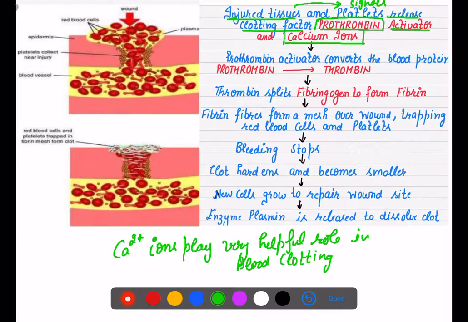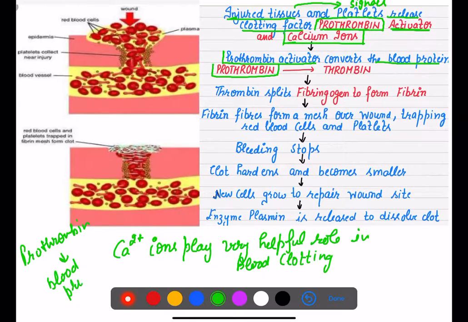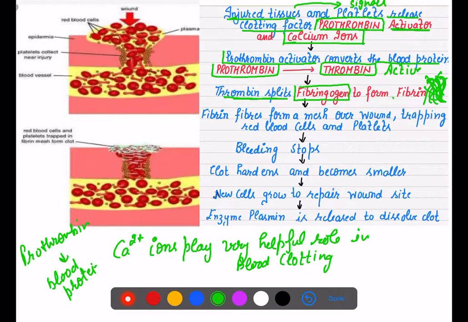They are released. Now what will this prothrombin activator do? It will convert prothrombin. What is prothrombin? It is a blood protein which helps in clotting. It is in inactive form. So now this prothrombin will change into its active form, which is thrombin. This thrombin splits fibrinogen into fibers. A mesh has to form, a clot has to form, so a mesh like structure forms. When does it form? When thrombin splits, it activates fibrinogen to form fibrin.